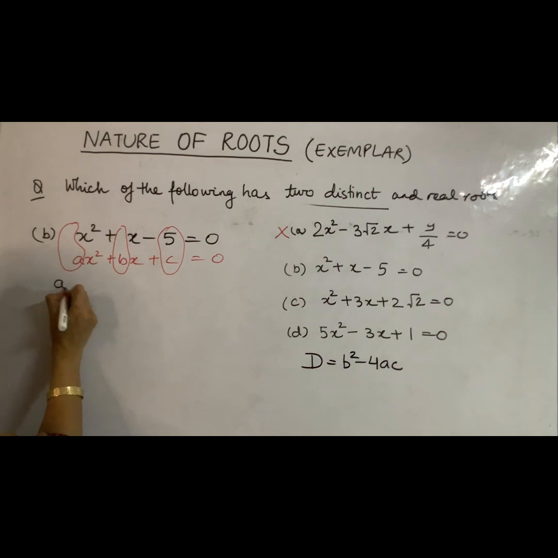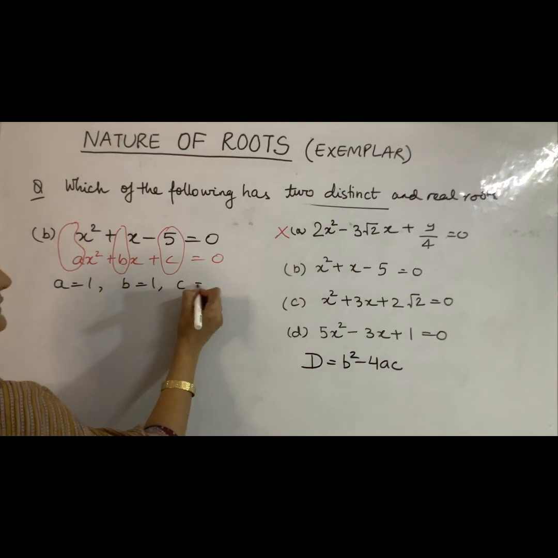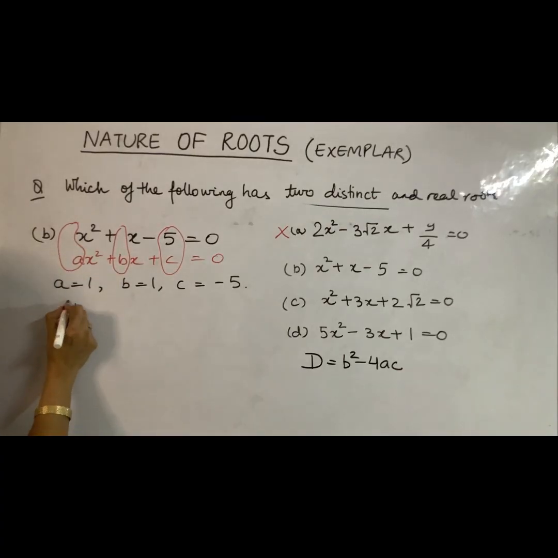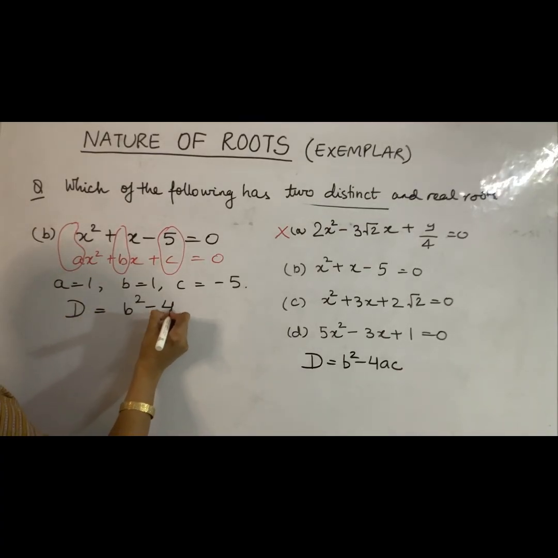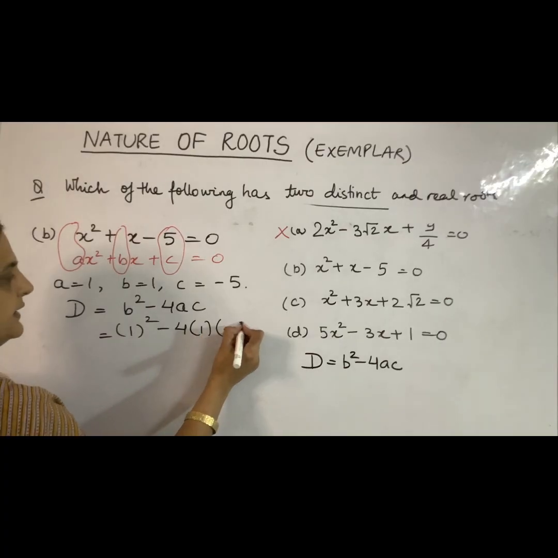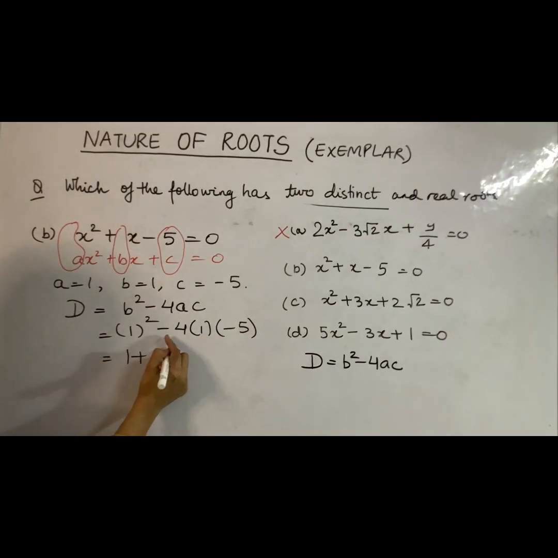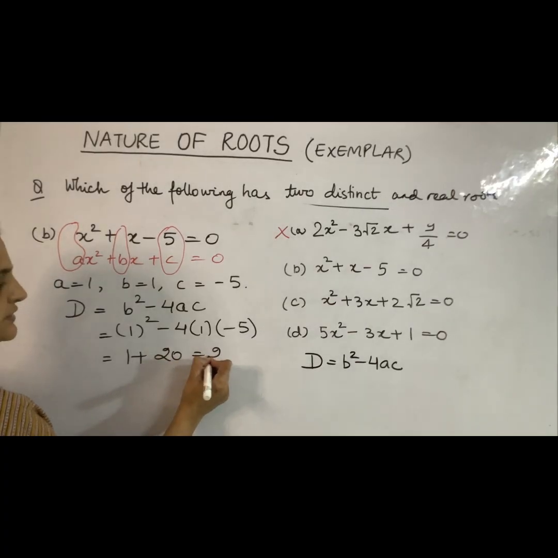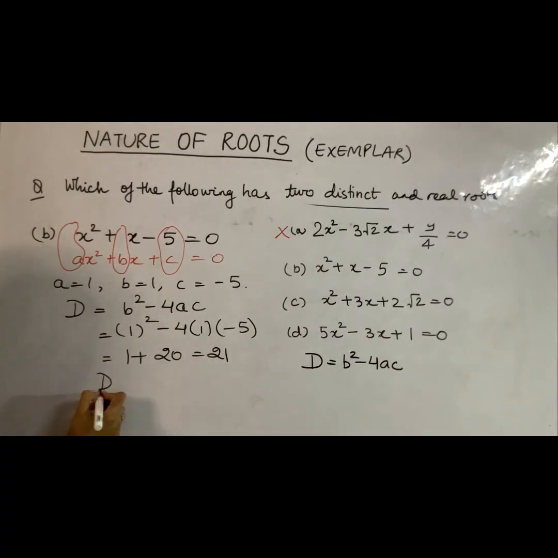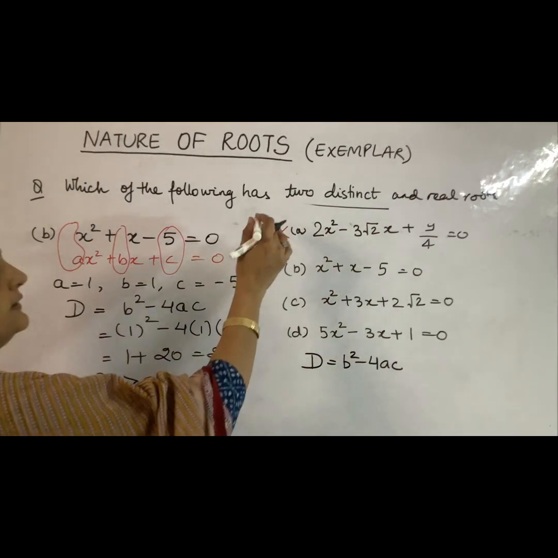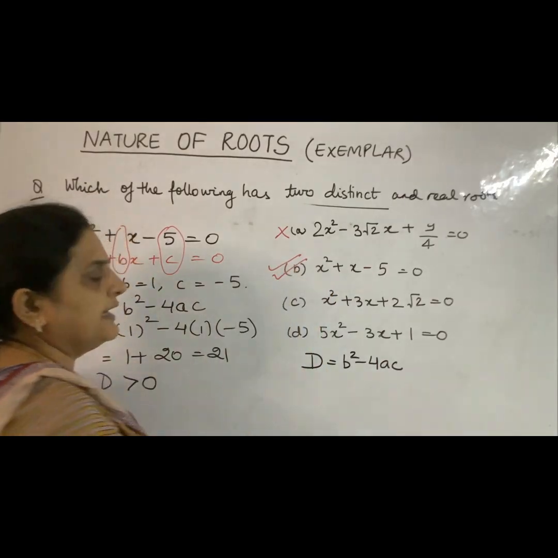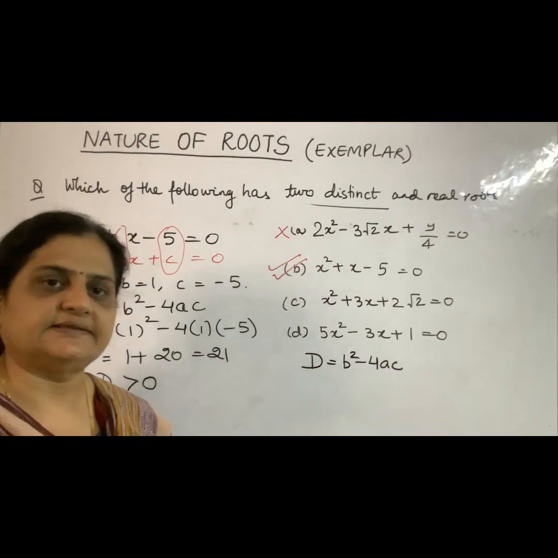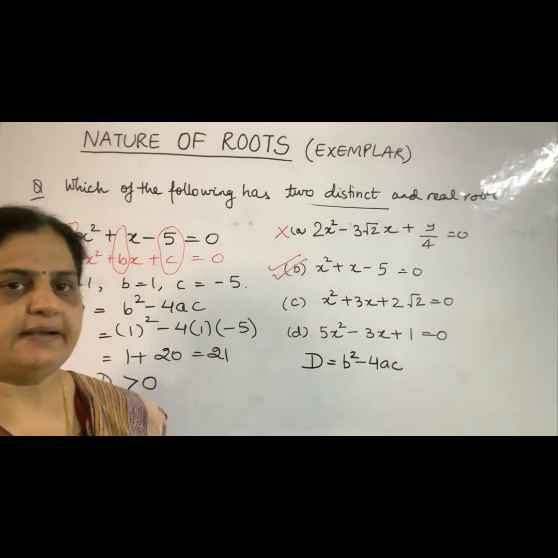So let us write it down. A is 1, b is 1 and c is minus 5. We have to find the discriminant. It is b square minus 4ac. So this is 1 square minus 4ac. So this is 1 plus 20, which is equal to 21. So discriminant has come out to be positive. When the discriminant is positive, greater than 0, then the equation will have distinct and real roots. So part B has distinct and real roots. We will check for part C and part D also.